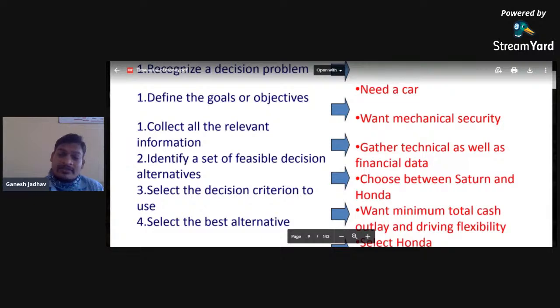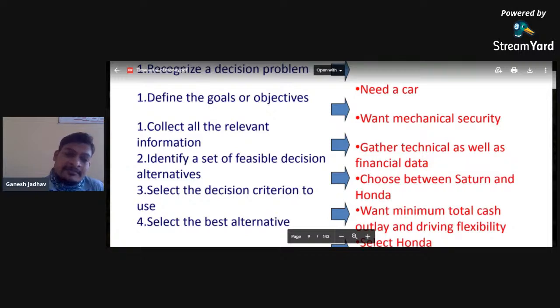We want the minimum total cash. So minimum cash, whatever the minimum. This is the quotation, or we can say this is the financial data about the car.